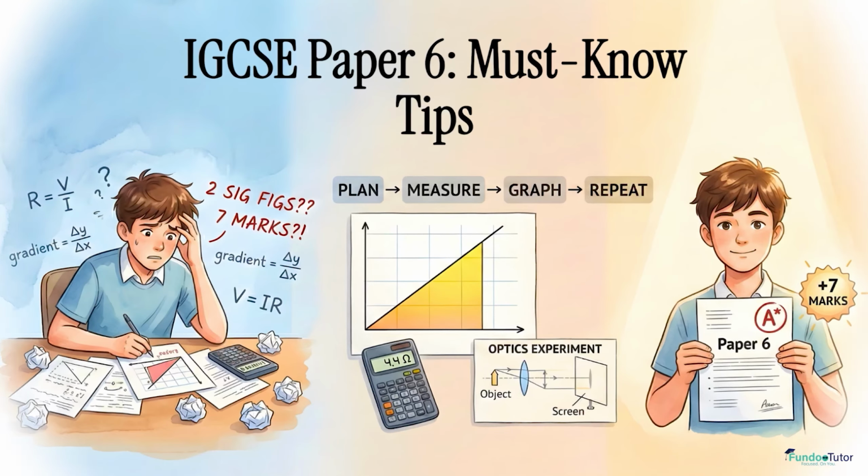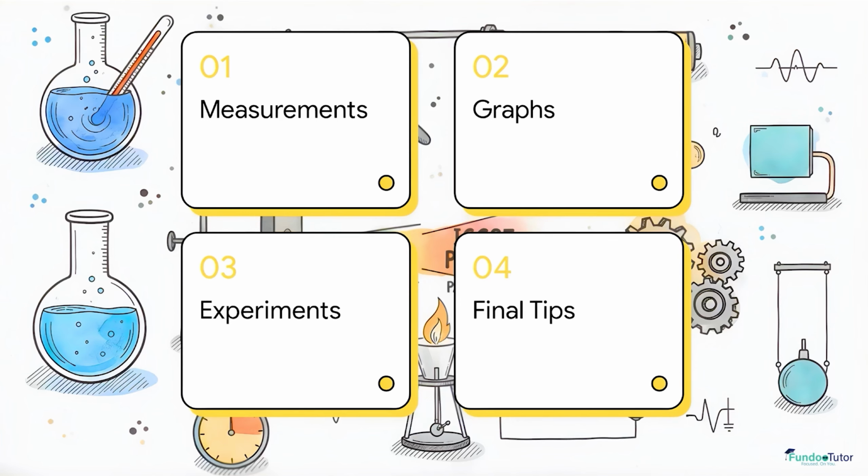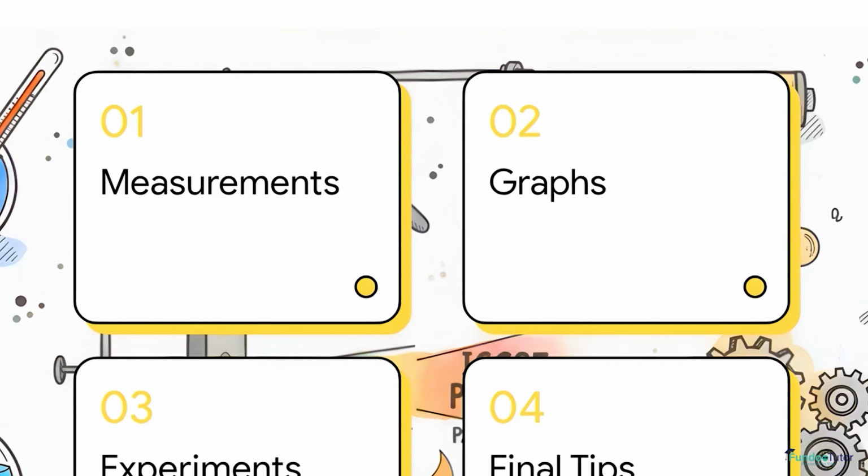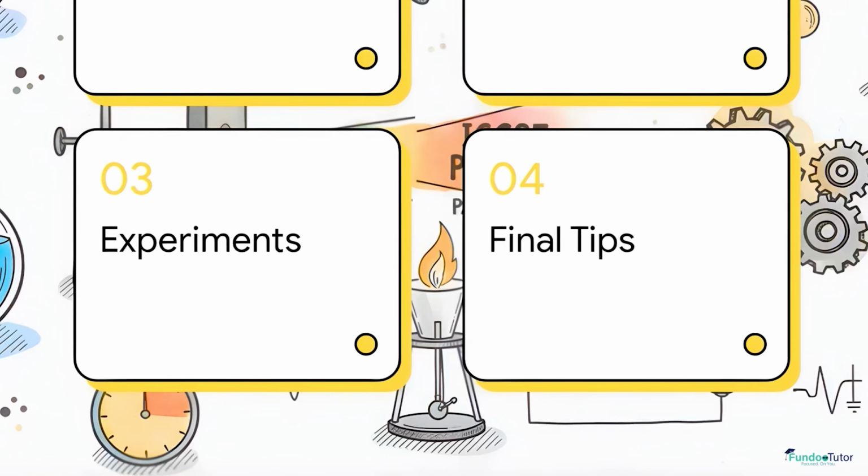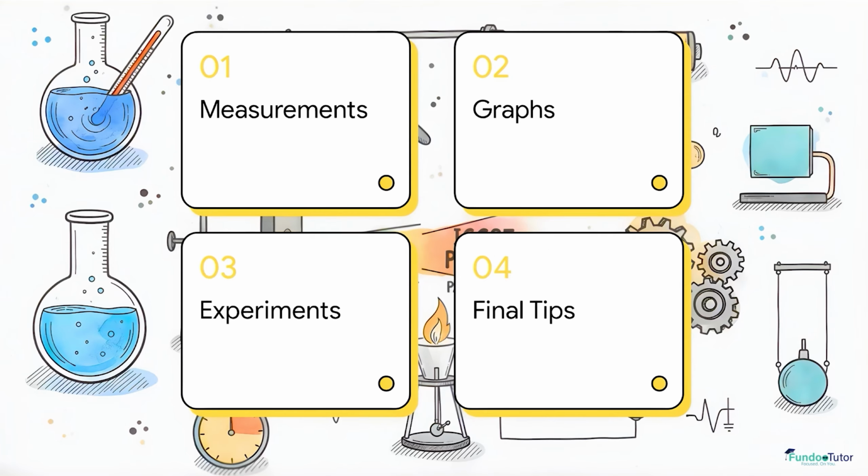So, you're gearing up for the IGCSE physics exam and paper 6 is on your mind. It can feel a little tricky, but honestly, don't worry. In this explainer, we are going to break down the exact strategies you need to absolutely master it and lock in those crucial marks. We're going to cover 3 key areas where students sometimes lose marks: taking measurements, drawing graphs, and of course, planning those experiments. By the end of this, you'll know exactly what the examiners are looking for.